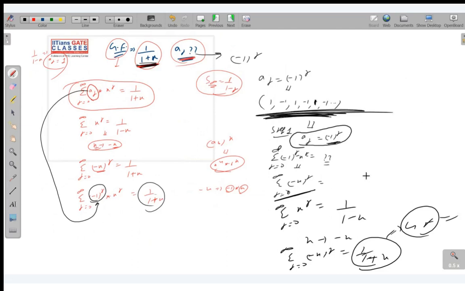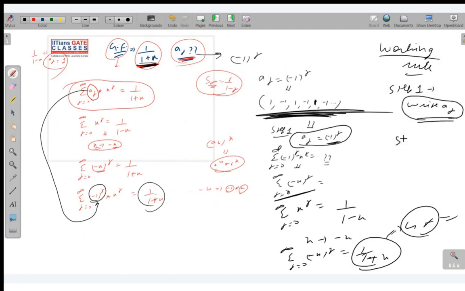So the step is very simple. Working rule, if you want me to write: first write step number one. First you should write AR. If you write AR, more than 90% of the work is over. Then step number two is you just have to apply substitutions. Just apply substitutions and get the answer.